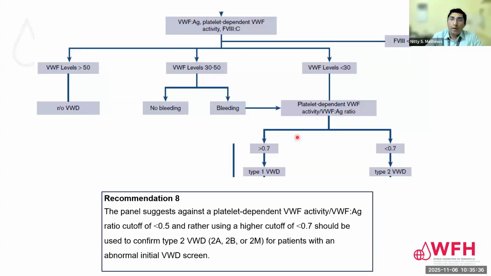If the ratio is more than 0.7, which means it's closer to 1, there is no discordance between the antigen and the activity, and you classify it as a type 1 defect or type 1 von Willebrand disease. If the ratio between the two is less than 0.7, you call it a type 2 von Willebrand disease. Now, there is a recommendation by the panel which says that you should not use a ratio cutoff of less than 0.5 and use a higher cutoff, either 0.7 or even 0.6 if certain labs are using it. That is acceptable as well to differentiate a type 1 from a type 2.